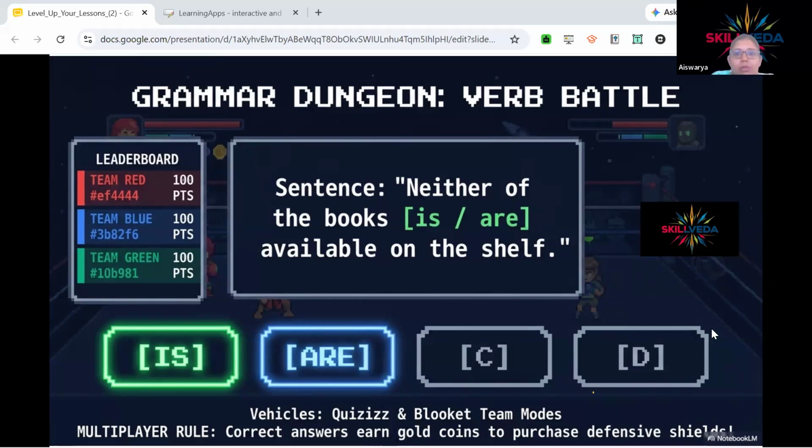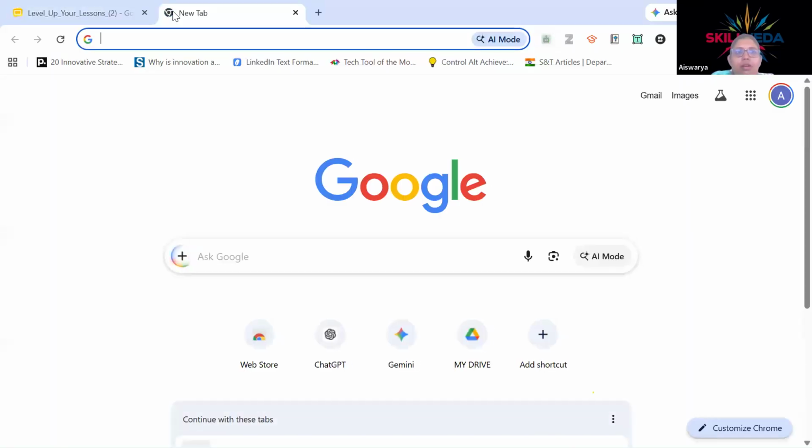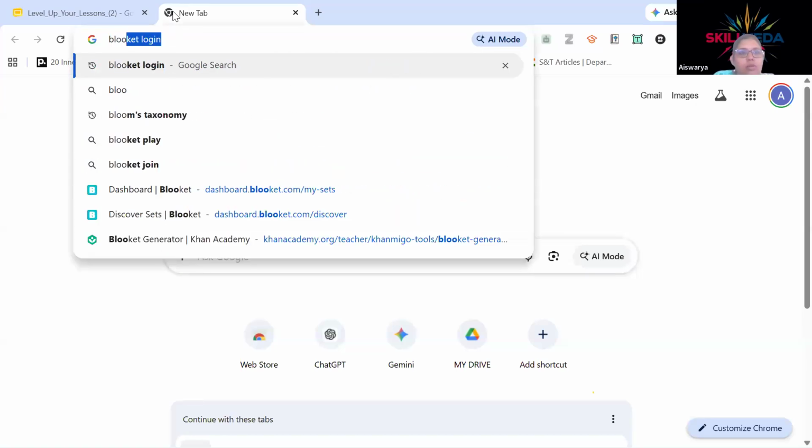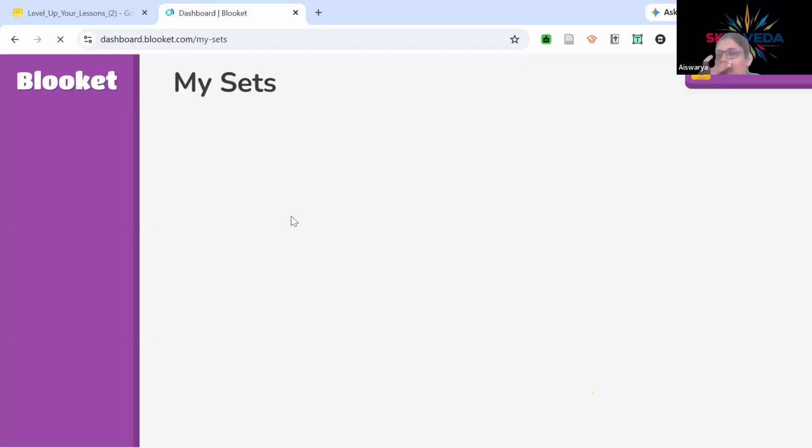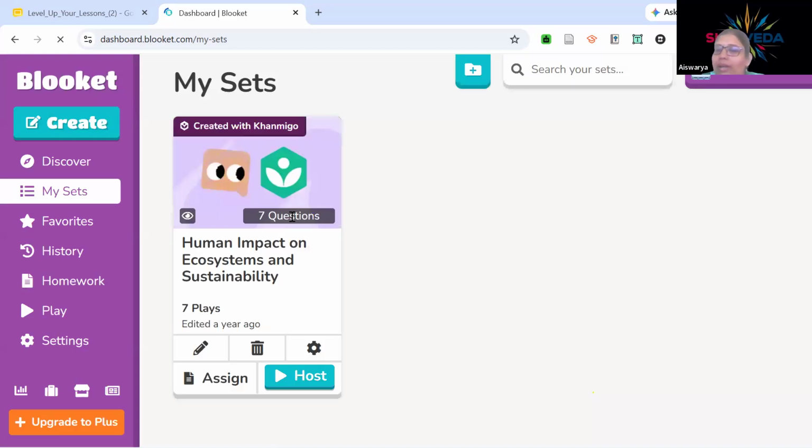Maybe Kahoot is very popular and everybody must have seen it. I'm going to give Blooket. Blooket is also another gamified platform where students are going to enjoy playing more than Kahoot. I enjoy Blooket and quizzes. So here, I'm going to discover some easy questions for all of us to play with.